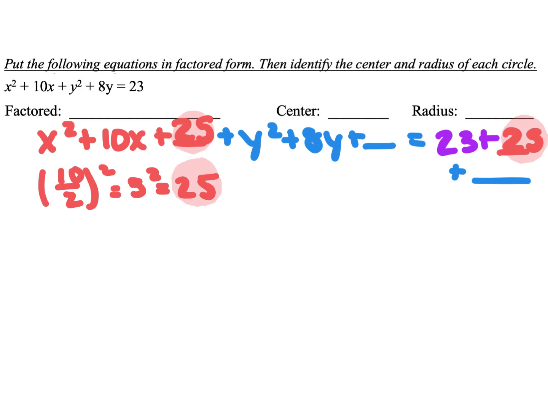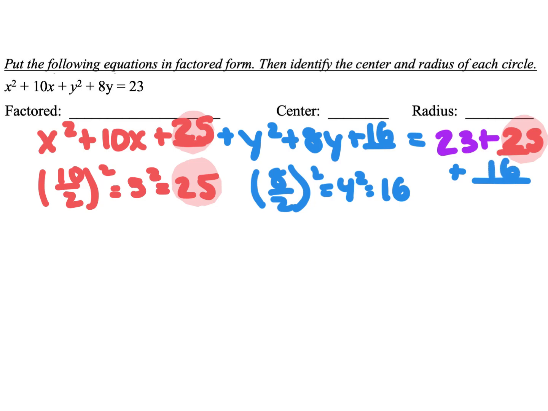And then for the y part, the b part is 8. So it's 8 over 2 squared, which is 4 squared, which is 16. So you'd add 16 to both sides. So now my equation becomes x squared plus 10x plus 25.